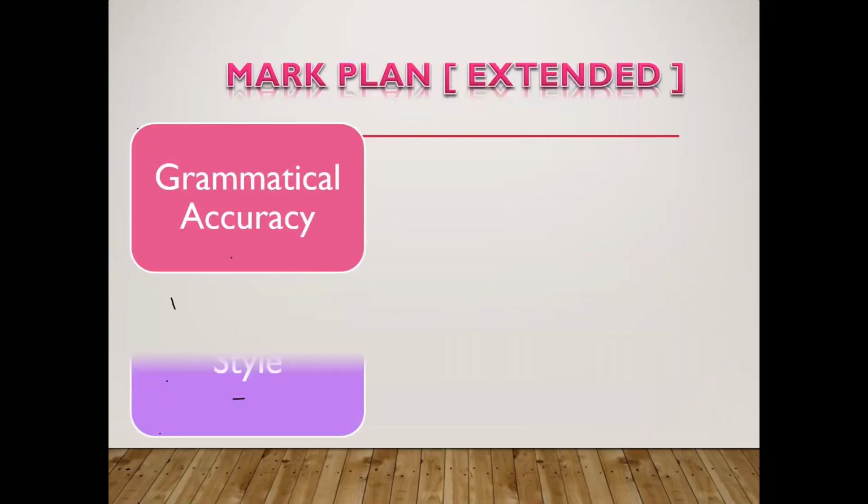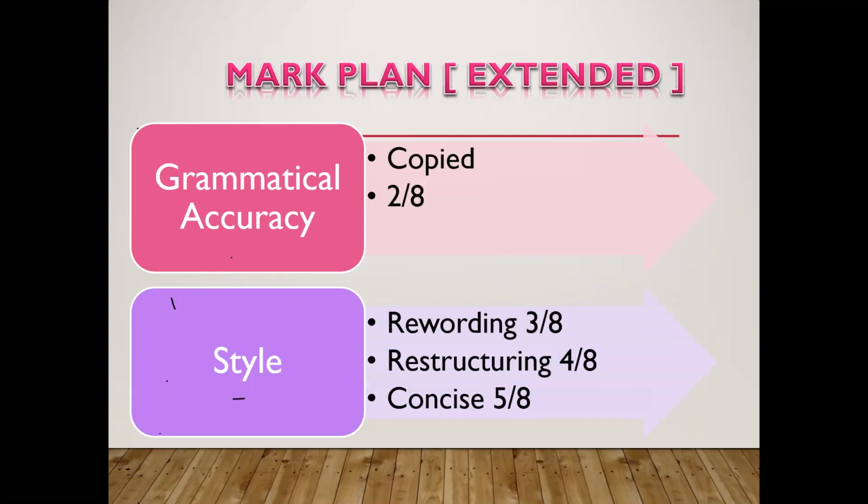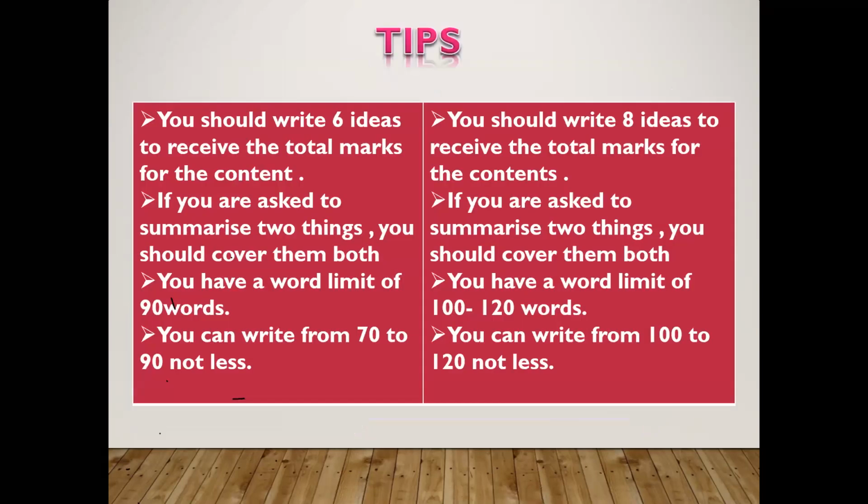Let's see the extended: again, grammatical accuracy and style. If you are just copying, 2 out of 8; rewording is better, restructuring is a little bit better, and finally the concise. As we said, you should write 6 ideas to receive the total marks for the content. But here I want to ask you a question. If you are asked to write 8 content points, for example, about advantages and disadvantages, and you got all 8 points for the advantages and nothing for the disadvantages, are you going to receive the whole marks for the content?